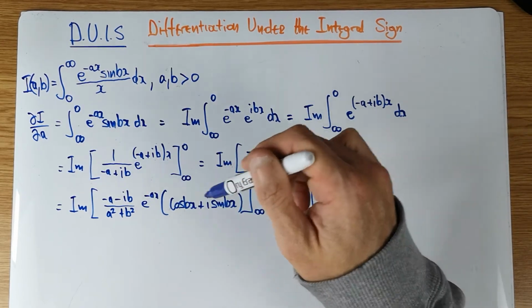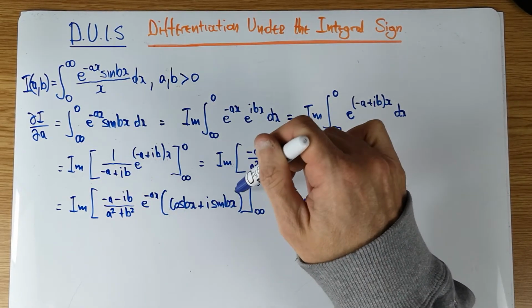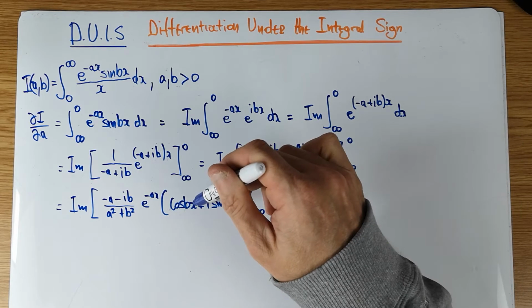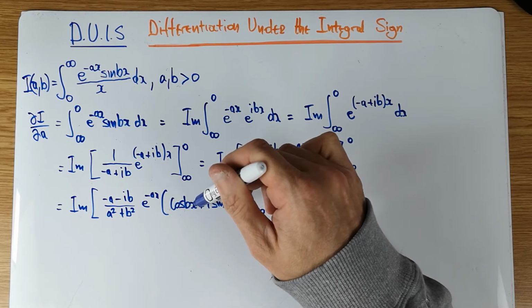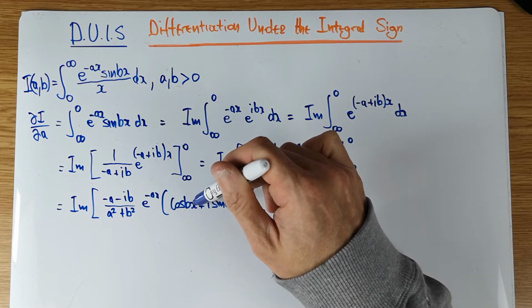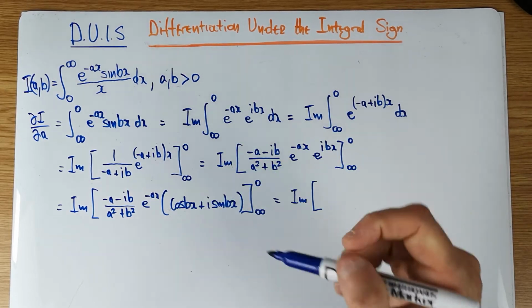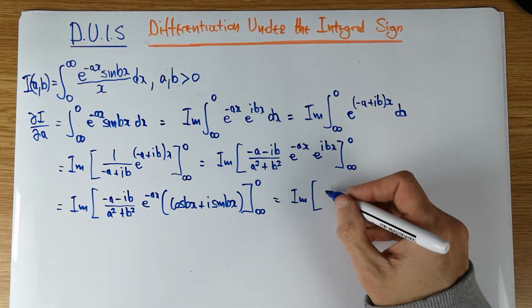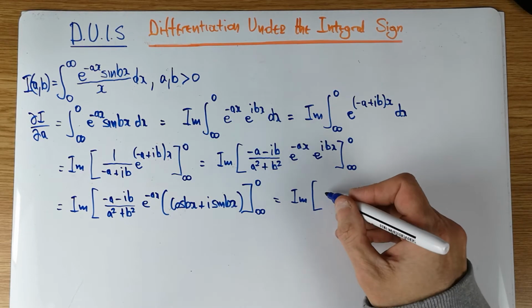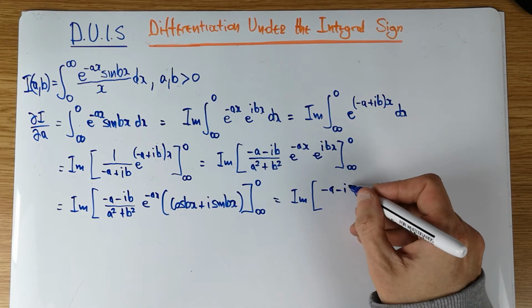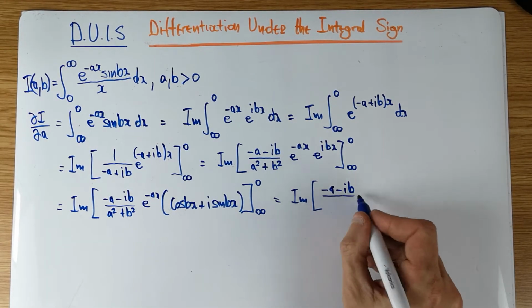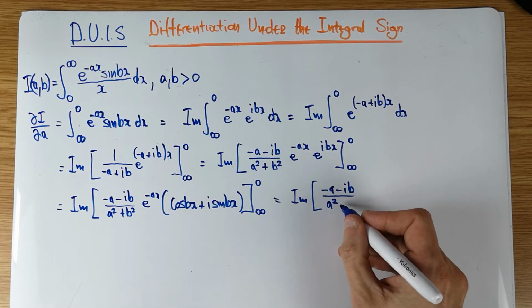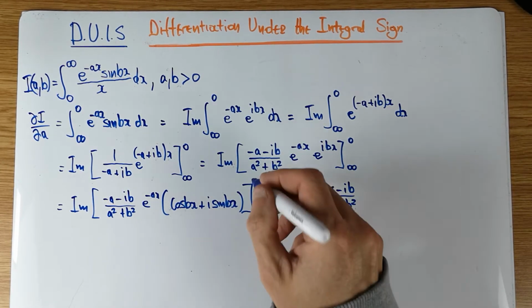This is 1, and of course 0 will kill this bit here completely, and it's going to make this into a 0, so cos of 0, which is 1. So the thing that will survive is going to be minus a minus i b over a squared plus b squared. That's on the top limit.